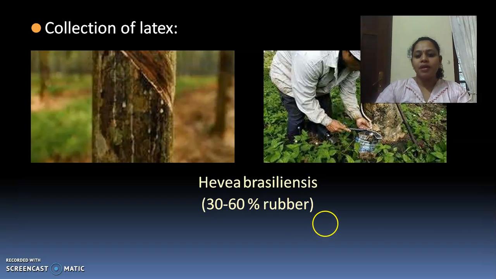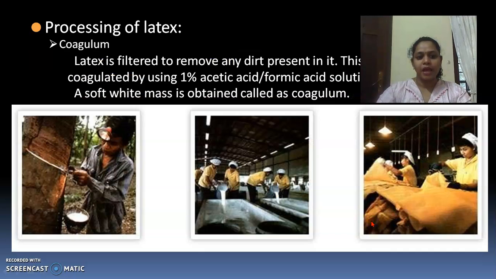Now, the latex is collected from the rubber trees, Hevea brasiliensis, and the rubber content in it is about 30 to 60%. Now, coming to the processing of latex, we are getting different types of rubbers during this processing of latex.